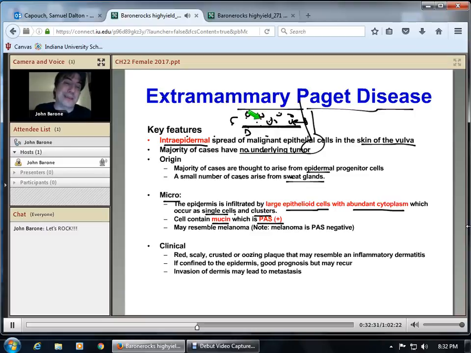Now in gross, it's easy. Melanoma is black. Paget's is red. It looks like inflamed red tissue. It's a red plaque. Melanoma is black. But under the microscope, it is confusing. So under the microscope, we get PAS positive. Remember, it resembles melanoma, but melanoma is PAS negative.